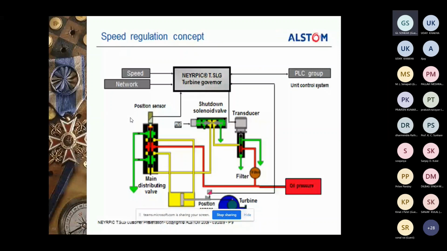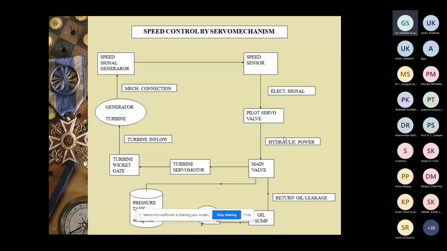First is electrical signal or electronic, then it is converted to hydraulic power. This will open. You have some PID control governing. Initially there is a difference between the set point or reference and the measured value, and that will be amplified.